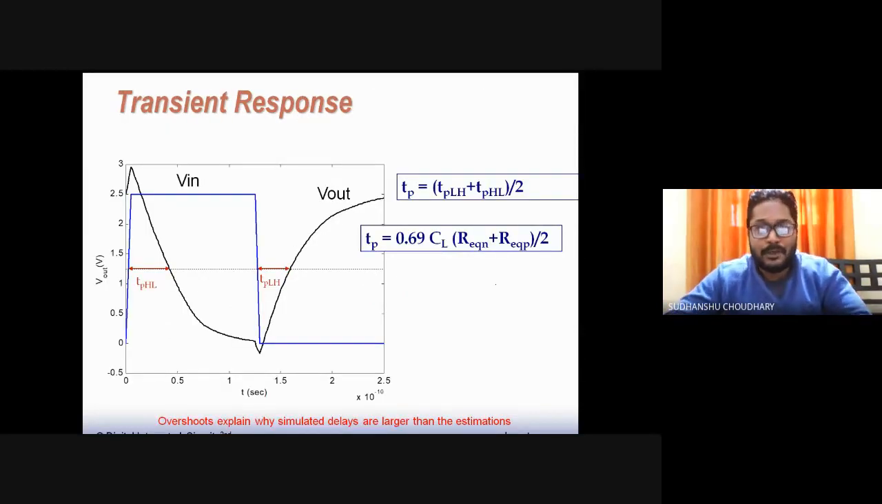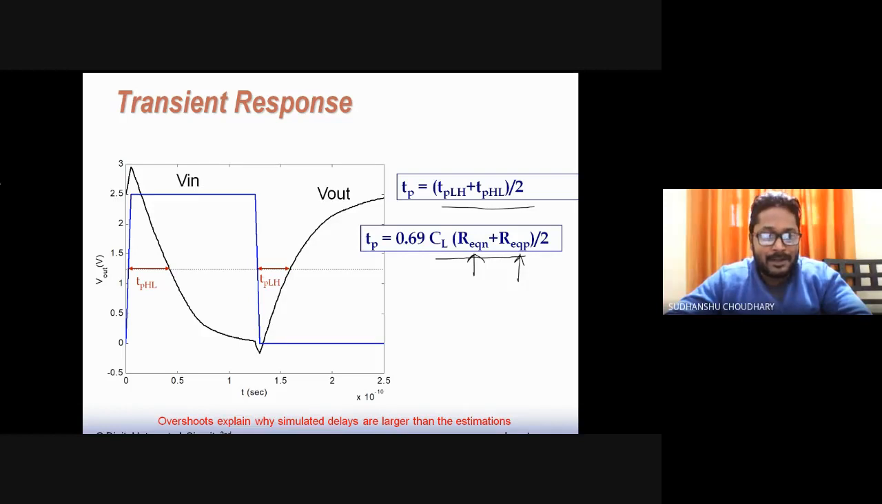Now if you do this transient response to find out delay, one can calculate delay as the average of TPLH and TPHL. Or you replace TPLH and TPHL by this R equivalent times C. For LH, low to high, you have the PMOS coming into the picture, and for HL, that is high to low, the NMOS is coming into the picture. The resistance of the NMOS is coming into the picture.